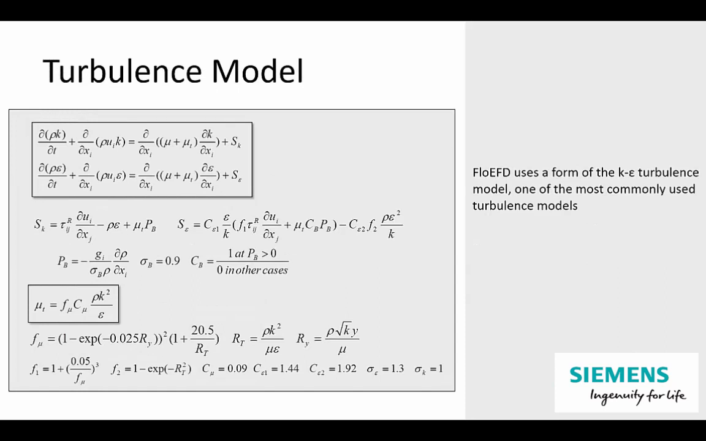This is the second scariest slide in my presentation, and the last one with horrible equations. To solve the flow field, we also need to solve turbulence, and for this we need a turbulence model. There are many different kinds of turbulence model. FlowEFD uses one in particular. It uses a form of the K epsilon turbulence model. Now this is one of the most commonly used turbulence models in CFD. So again, in this respect, FlowEFD is very similar to other traditional CFD tools.